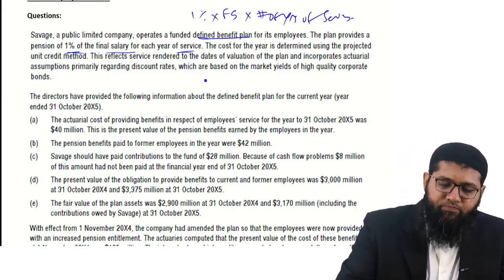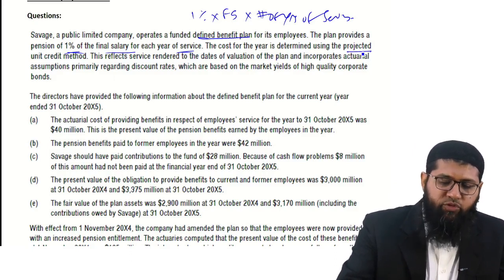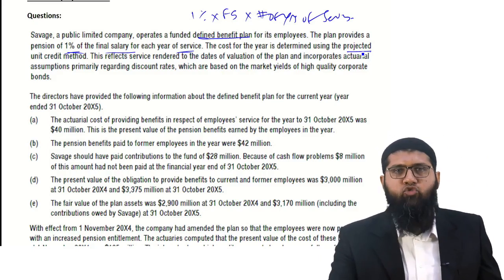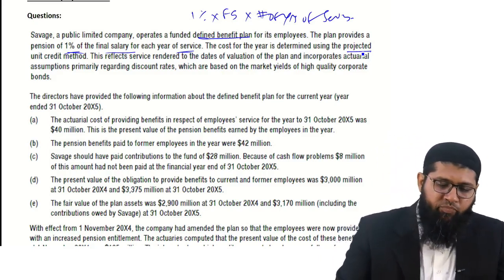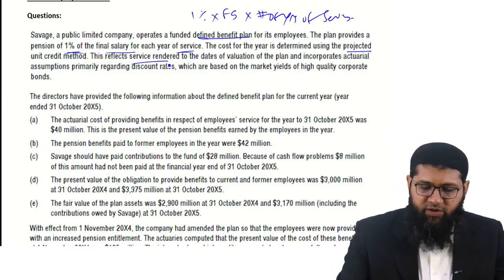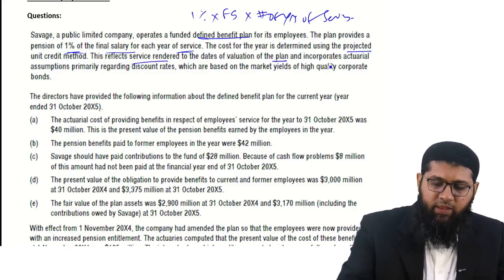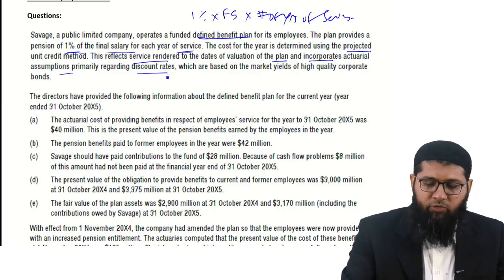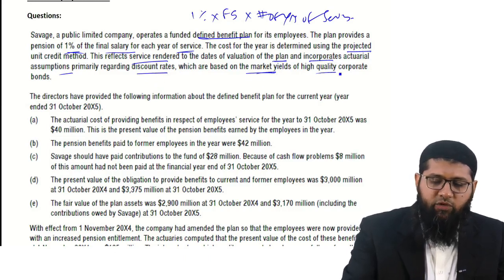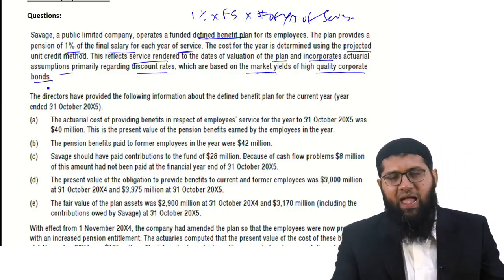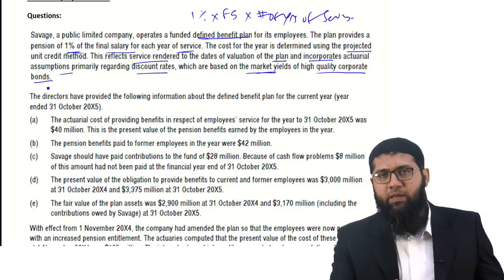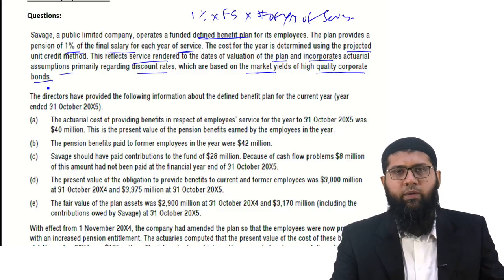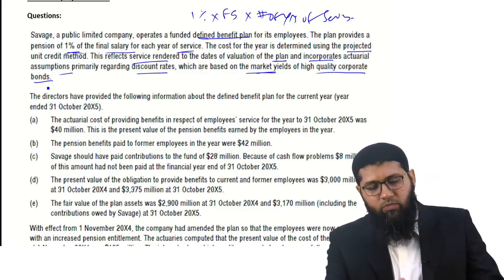The cost for the year is determined using the projected unit credit method, which is the method used for the actuarial valuation. This reflects the services rendered up to the date of the valuation of the plan and incorporates the actuarial assumptions, primarily regarding the discount rate, which is based on the market yield of high quality corporate bonds. As per IAS 19, you would remember from the earlier studies that it's the market yield of high quality corporate bonds that we have to use.